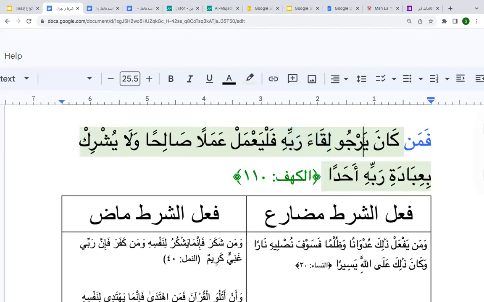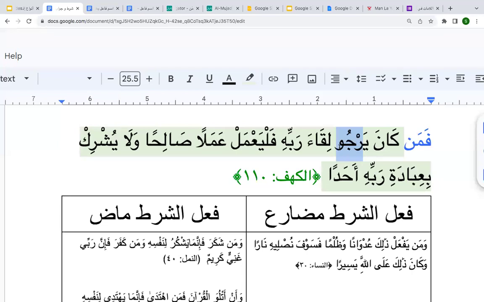This is, my dear sister, ra, jim, waw are the root letters. This is not wawil jama'a. Sister Shiraz, is this clear? This waw is wawil jama'a. Yarju has root letters ra, jim, waw. It is not the light form of yarjuna, okay?